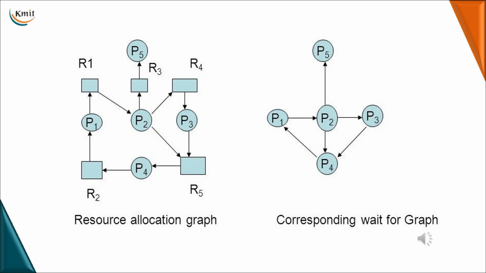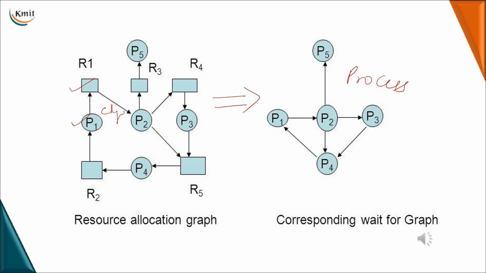So before moving on to see what a wait for graph is, this is a sample resource allocation graph. So when you see the resource allocation graph, you already know that these are your resources, these are your processes, and these are nothing but your edges, right? Now, if you want to convert this resource allocation graph into your wait for graph, your resources will not be available in the wait for graph. You only have the processes.